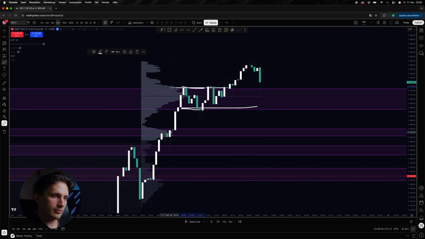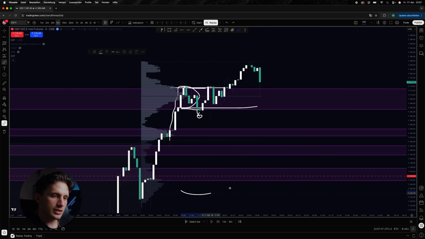The market makes a P-shaped formation. We break down, we find no value below, right? So we find here no acceptance. The market breaks back into this range. That's your trigger to look for higher value.